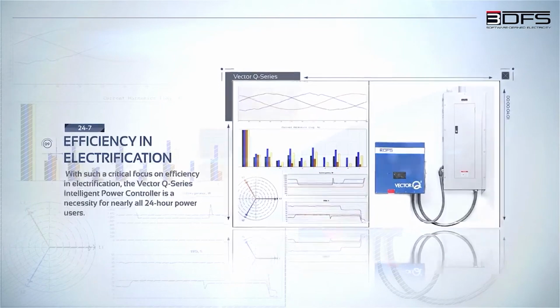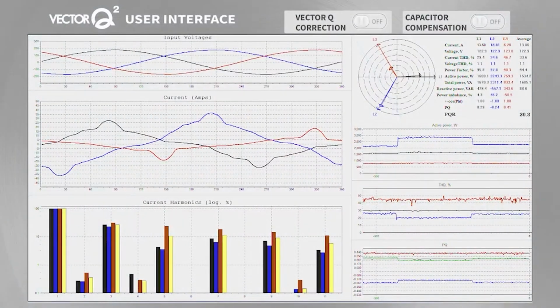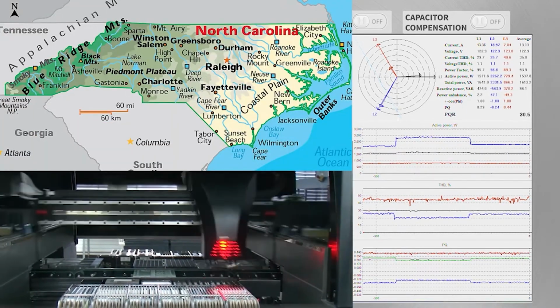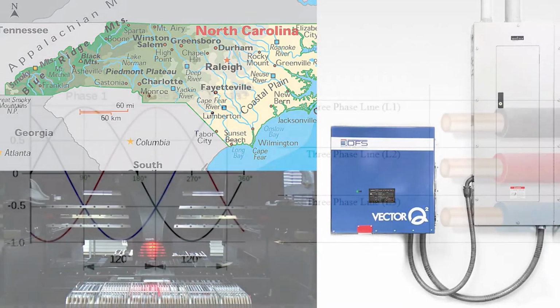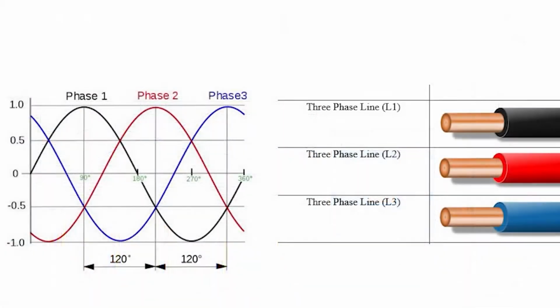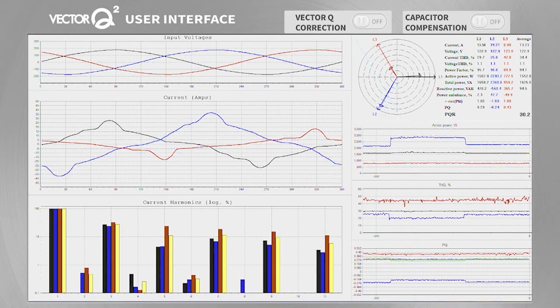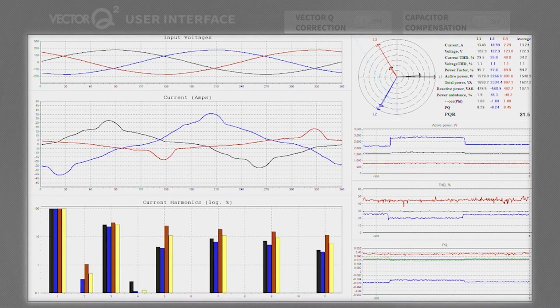Here is a look at the Vector Q's user interface. The data being displayed here is from a live power environment inside an electronics assembly facility in central North Carolina, which has a Vector Q installed at the panel level. The colours black, blue and red represent phases 1, 2 and 3 respectively, and are consistent throughout the entirety of the dashboard. Let's take a look at each section of the dashboard.